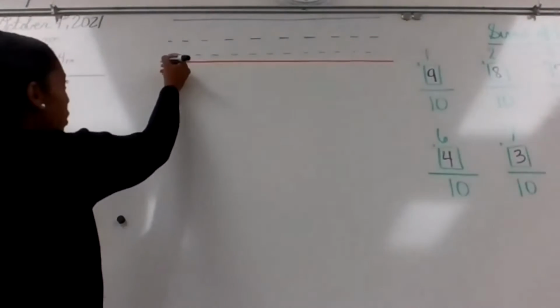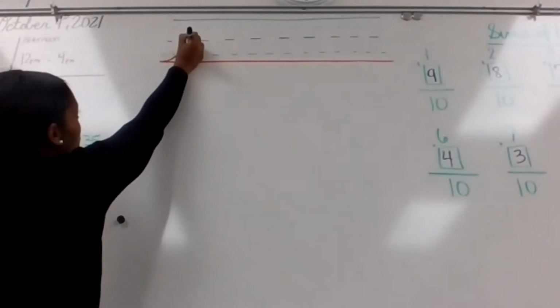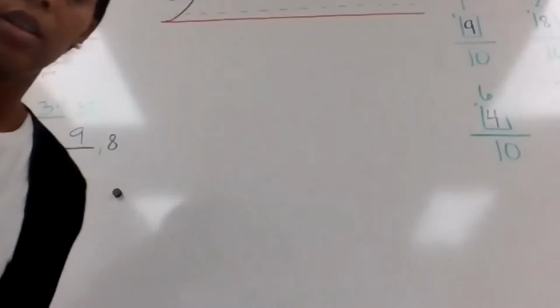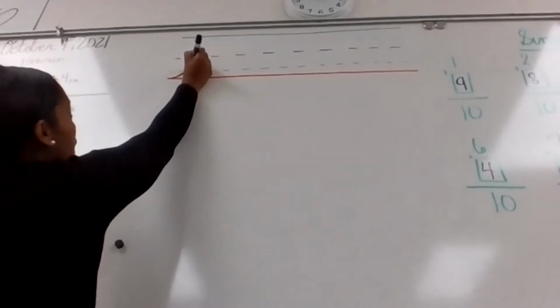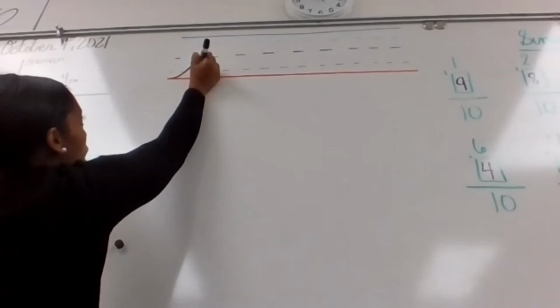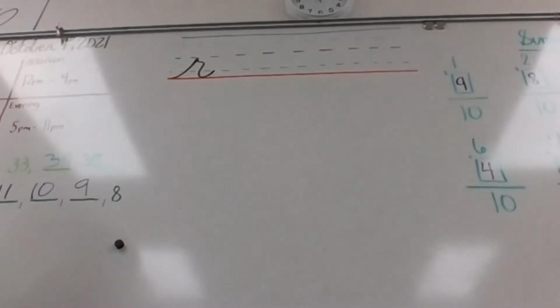Letter R starts on the red line. The first thing it does is it curves up to the middle, okay? See that? It's going to curve up to the middle, so it curves all the way up here. It drops down just a little so that you can come off and finish it, okay?